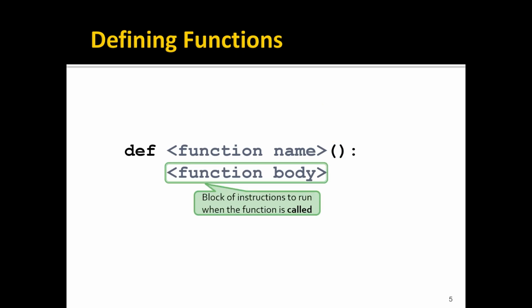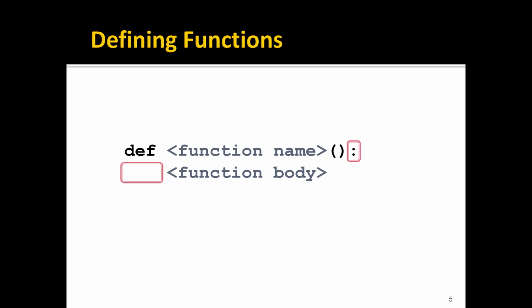And then we have the function body. So just like a loop body or an if statement body, this is just a bunch of code that executes, in this case when we call our function. And as in all those other types of code bodies, the colon and indentation are how Python determines where this body starts and ends.